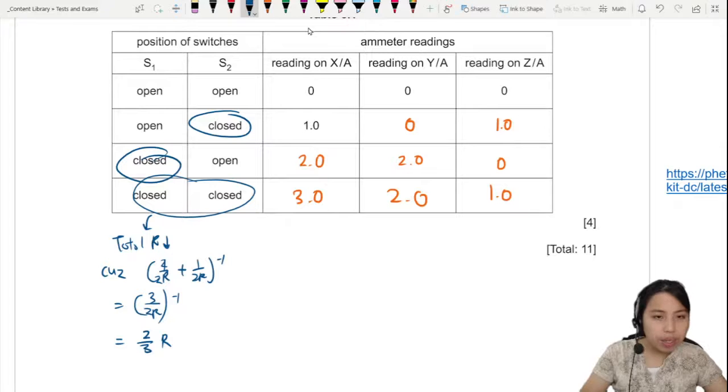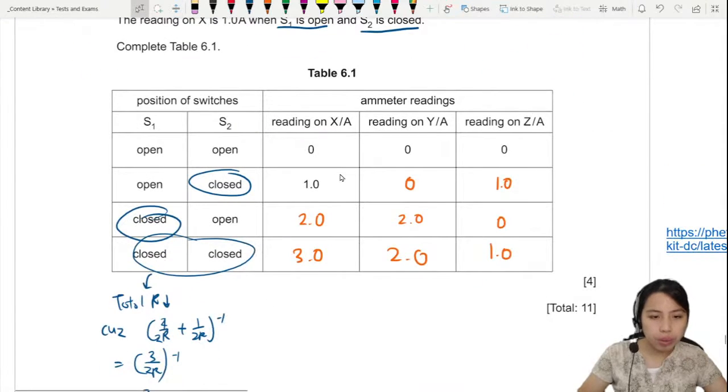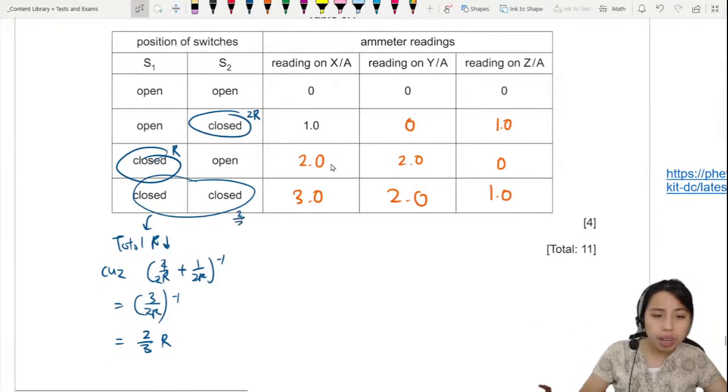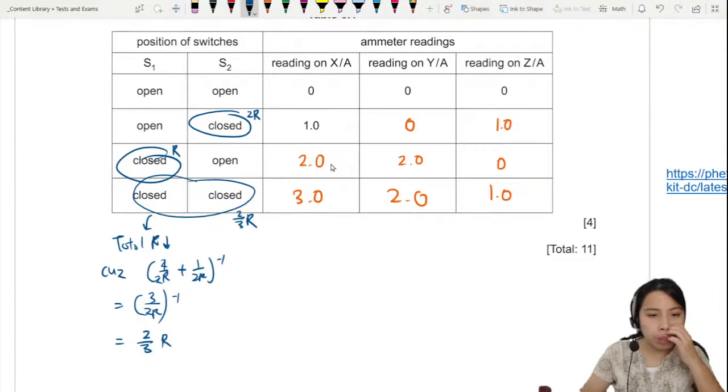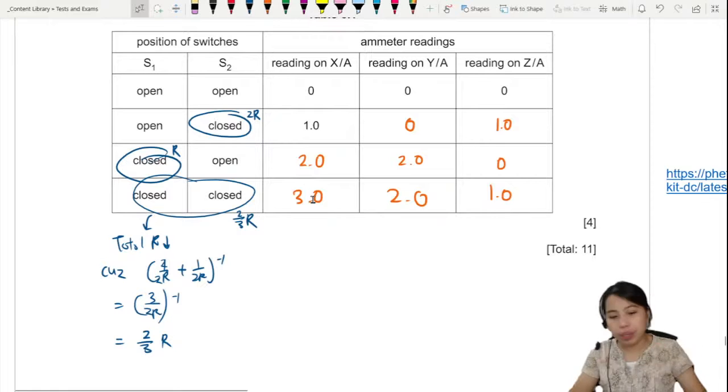The first one, when you close S2, is where? 2R. Okay, so this one, only the 2R resistor is used. For S1, only the R resistor is used. But when you close both, wow, your total resistance is only 2 over 3 R. So total current should be increased. So that's why we go to 3 amps in total. Okay.